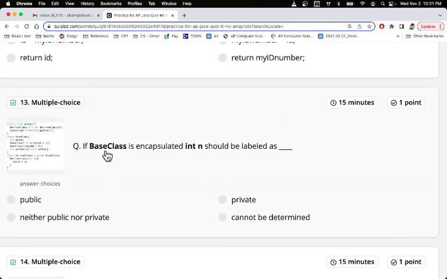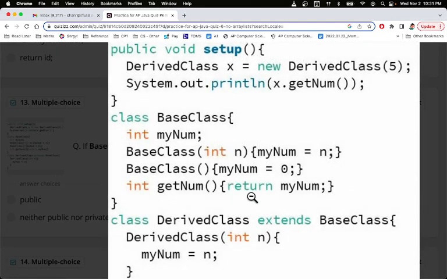Going on to number 13, if base class is encapsulated, meaning labeled public or private, int n should be labeled as... So inside base class, our eyes are drawn to the parameter or local variable. If you go back to the slides, you'll see that only class members should be labeled as public or private, or neither, in which case it defaults to be public.